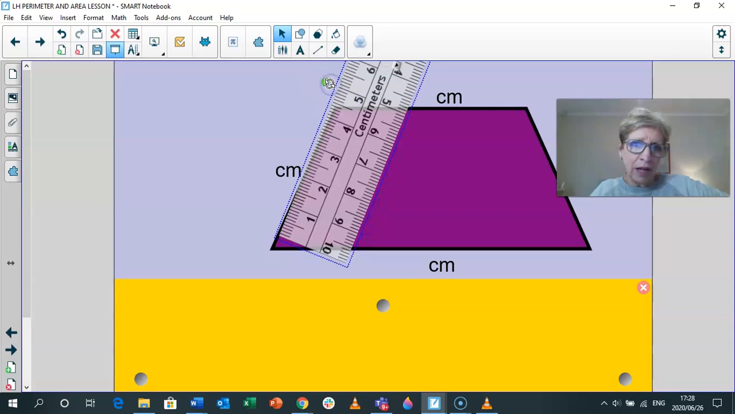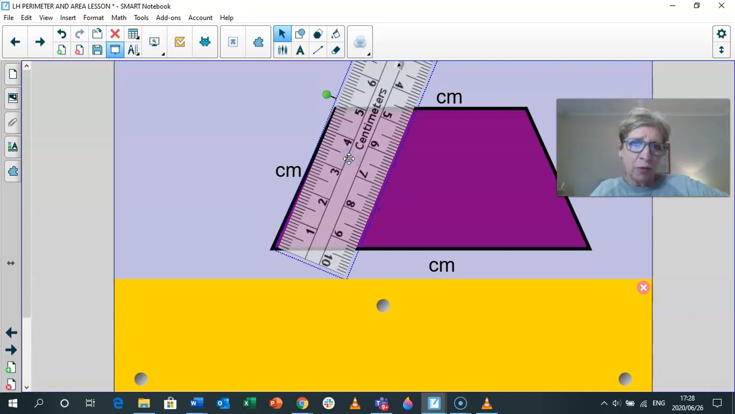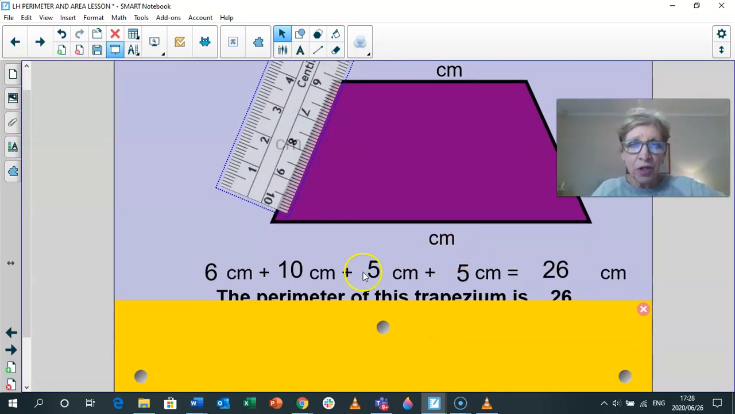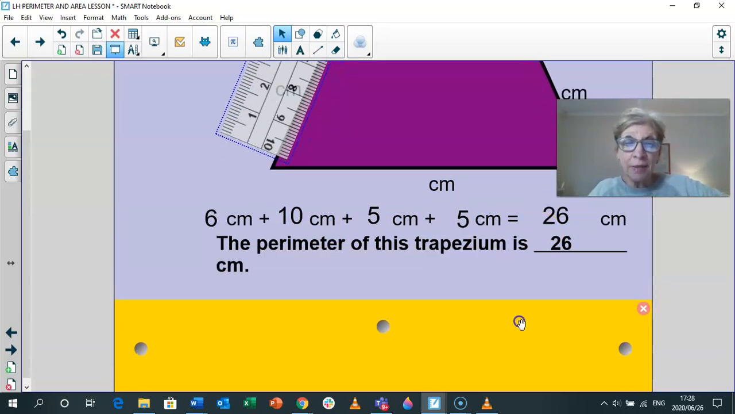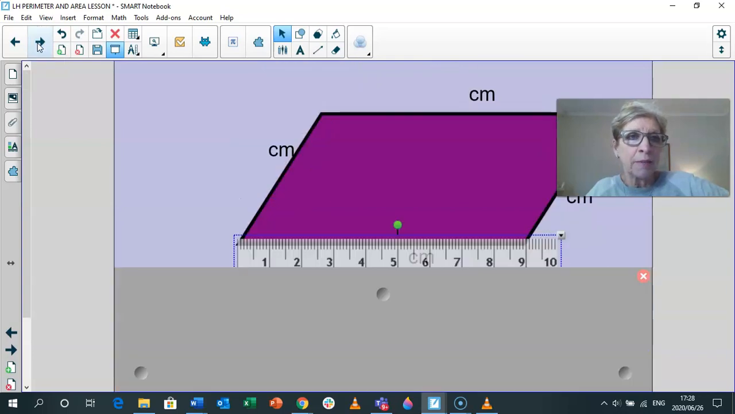That one's 5, and the other one should be 5 as well, because they are parallel. No, they're not parallel. They are equidistant, equal distance from the top line and the bottom line. And that one is also about 5 centimeters. So what is the total? It's 6 plus 10 plus 5 plus 5, which is 26 centimeters. So the perimeter of that trapezium is 26 centimeters, which means that the little ant had to walk 26 centimeters around there.